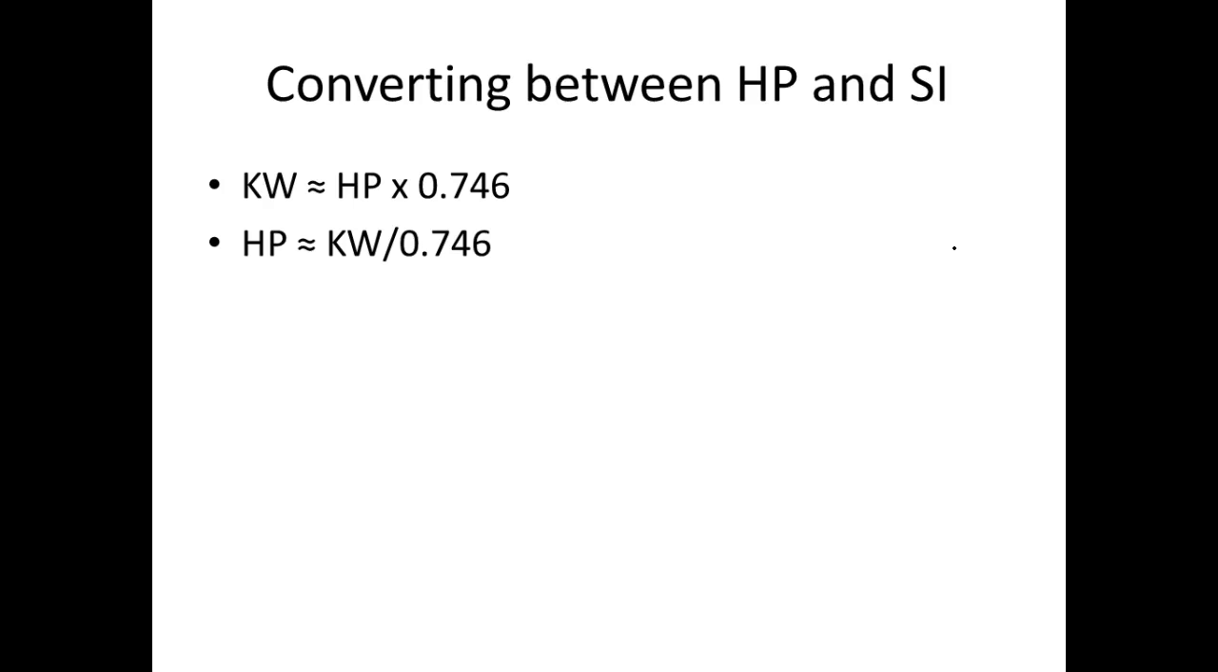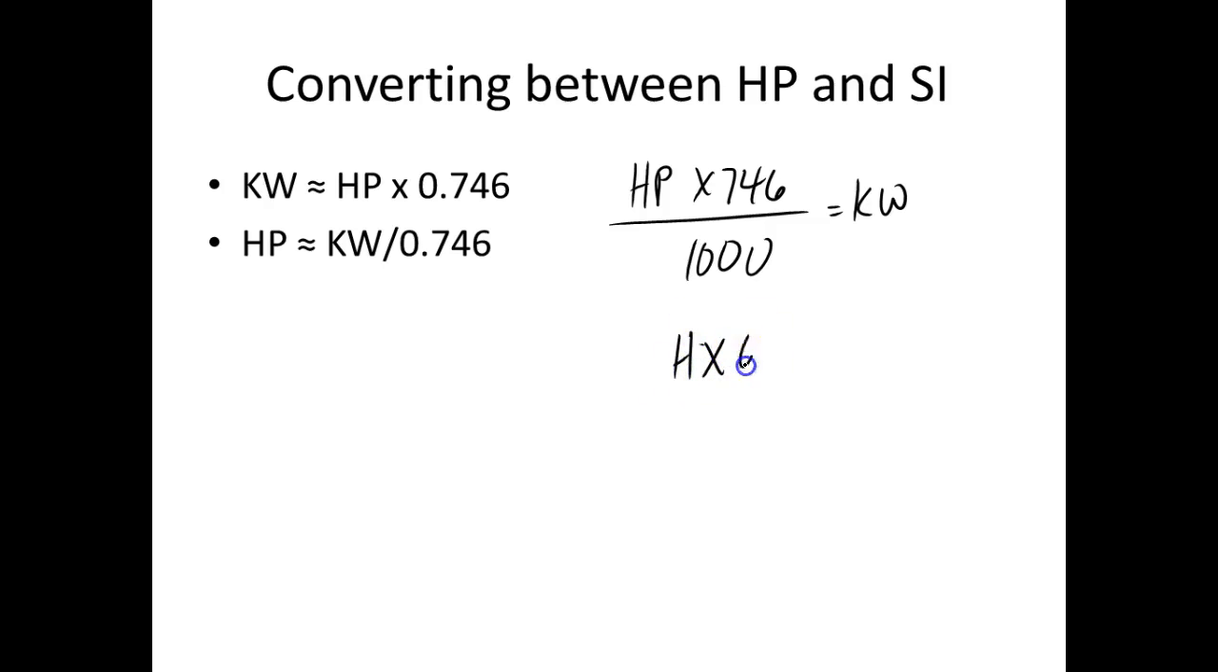So the actual formula we would do is horsepower times 746 divided by 1,000, and then our answer would be in what? Kilowatts. Or the way most of the formulas say, horsepower times 0.746. So what did they do? They went ahead and divided the 746 by 1,000.